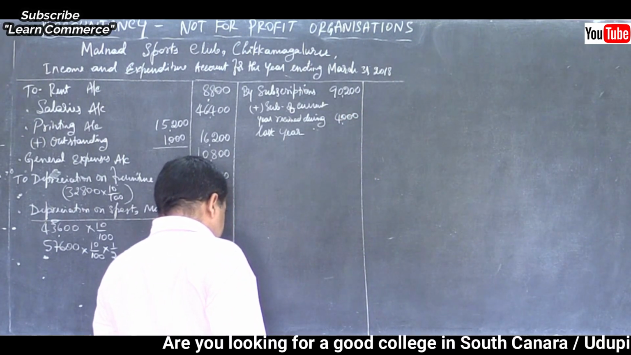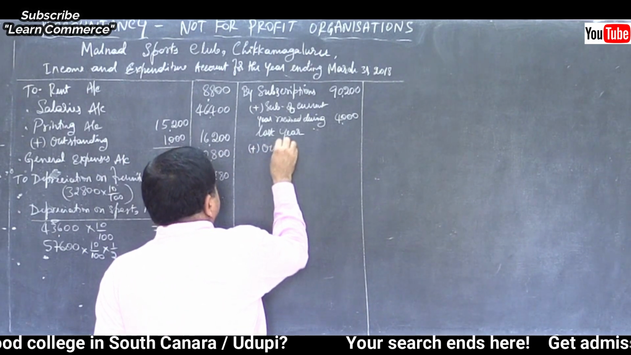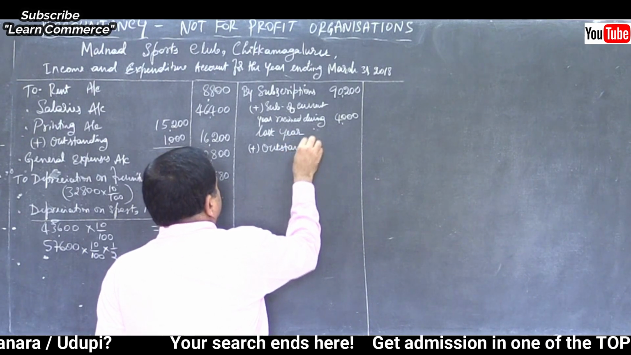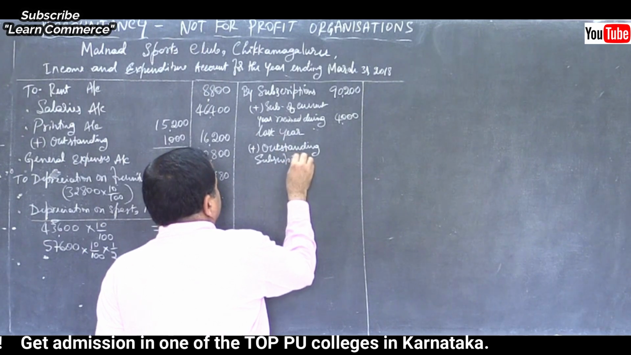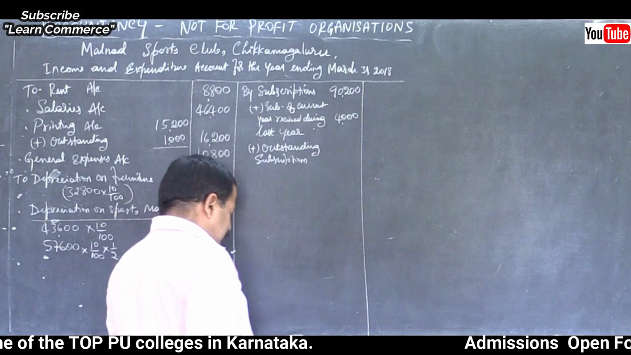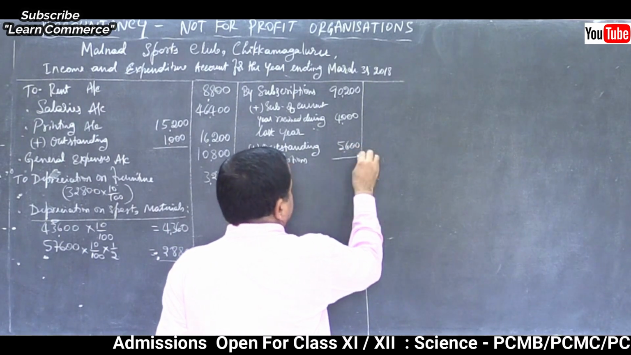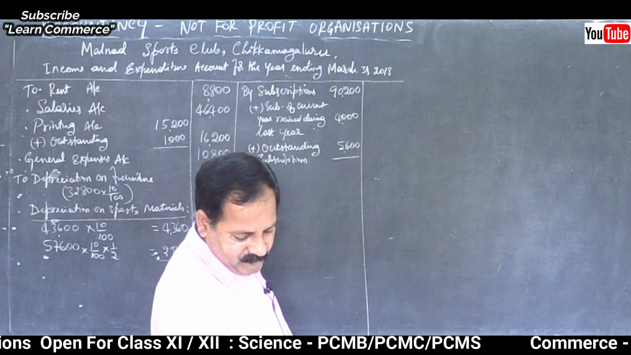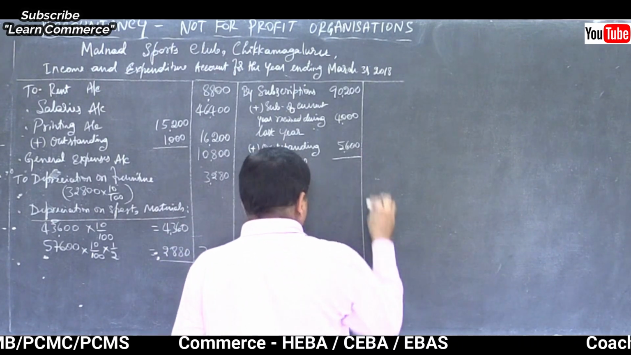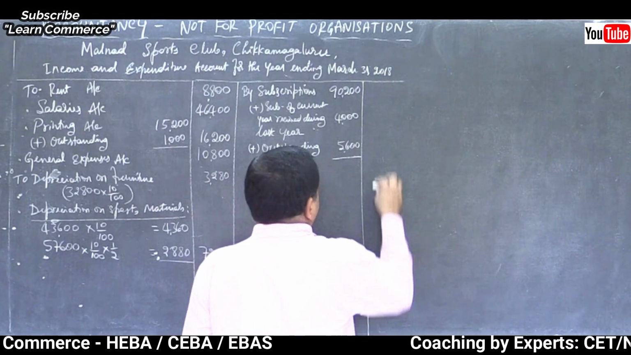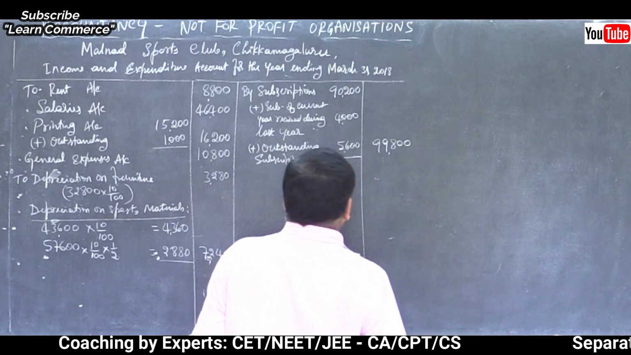Then outstanding subscriptions, add outstanding subscriptions, that is of current year, right? Given in adjustment part, outstanding subscriptions 5,600. Yes, it is. That's all. Add it together and write the total subscriptions, 99,800.